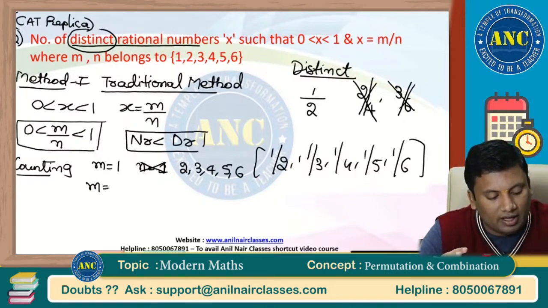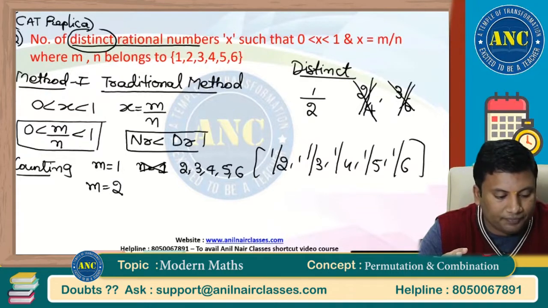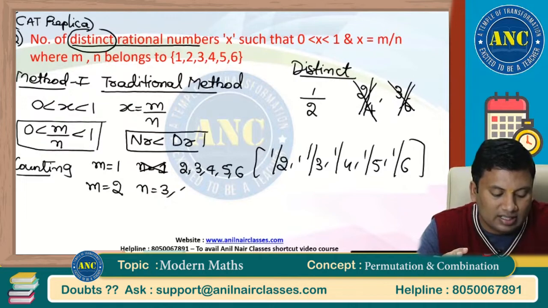Next one, m value 2. m should be less than n. So n value 2 is less than 3, 4, 5, 6.